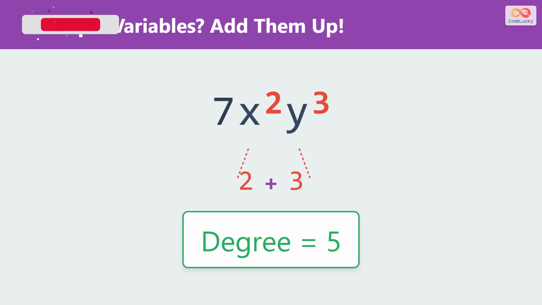When a monomial has more than one variable, you find the degree by adding their exponents together. For the expression 7x squared y cubed, you add 2 plus 3 to get a degree of 5.